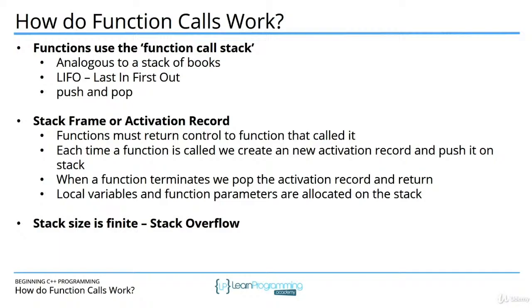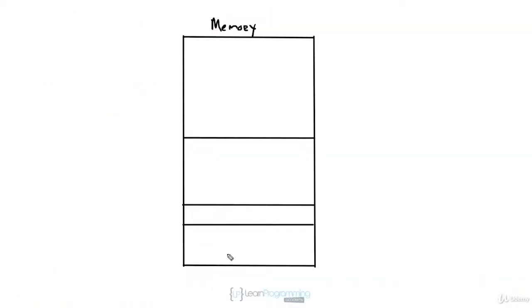In order to understand how function calls work, we really need to understand how memory is laid out. Here, let's say that this is the memory for our program. It's divided into segments. So here we've got the code area. This is where the code resides. We've got an area for static variables or for global variables. That's where they're stored right here. And here's the area for the stack. This is the function call stack. And this is what we're really concerned about in this video.